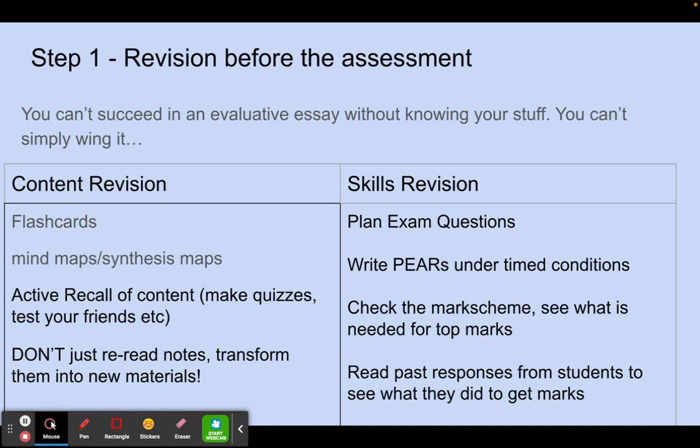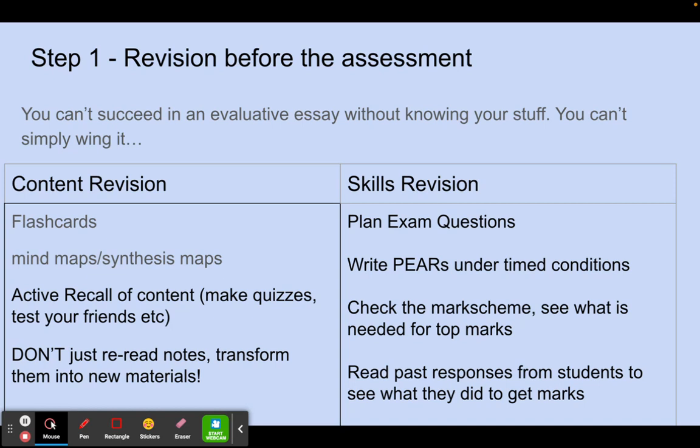So, in terms of revision, I like to split revision for English into two different sections. So you've got content revision, where you're looking at stuff that we cover in class, recalling it, trying to solidify it into your long term memory, but also the skills revision. I think that quite a few people focus primarily on content revision and knowing their stuff rather than actually figuring out and revising how to put it into writing, for example, in a way that will get you decent marks.